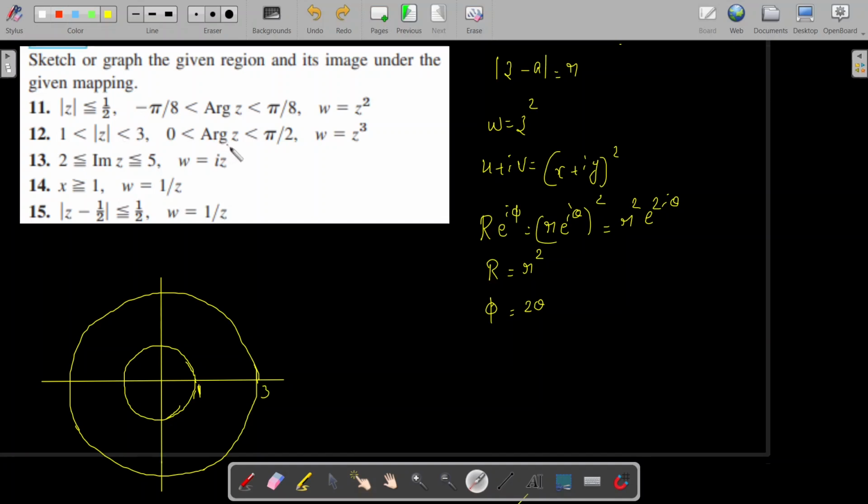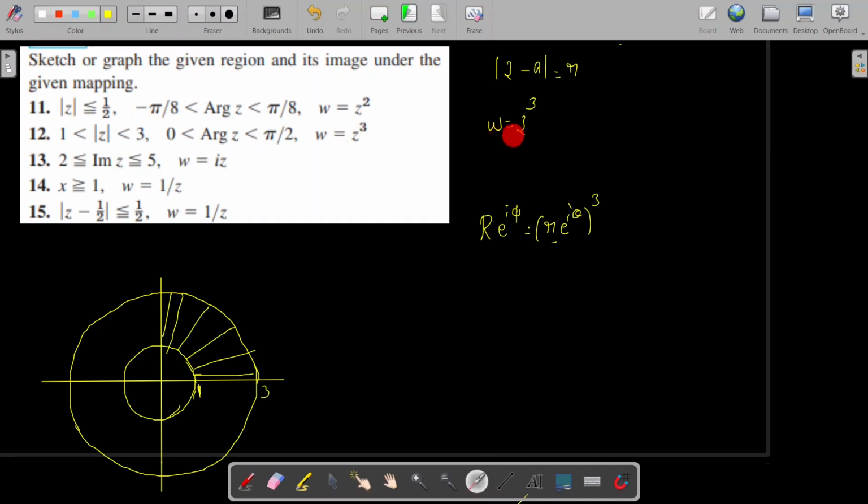Now another condition is argument of the point must lie between 0 and pi by 2. So actually this is the region given: argument lies between 0 and pi by 2, and the region 1 less than mod z less than 3. So this is the given region. You have to find the image of this region under the map w equal to z cube.